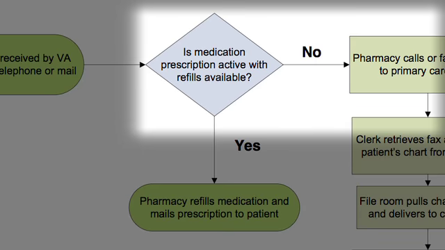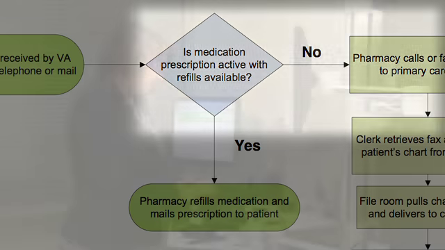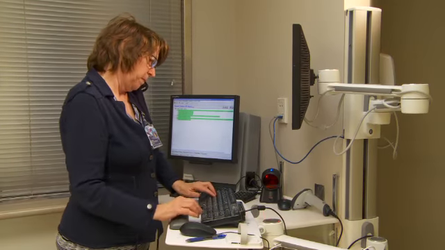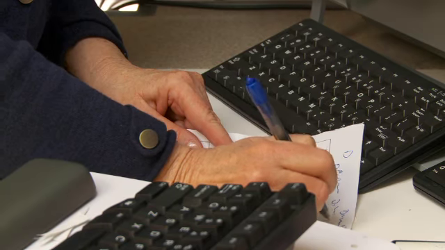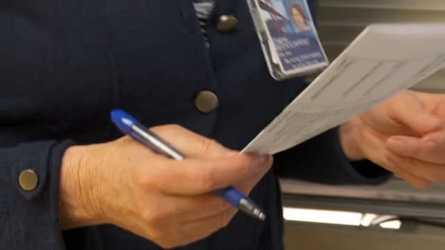Let's go back to decision point number 1 and see what the workflow steps are when refills are not available. The pharmacy technician pulls up the patient's information on the computer and sees that there are no refills available. She lets the patient know that she'll need to contact his provider to authorize a refill. The pharmacy technician then completes a request form and faxes it to the provider's clinic.